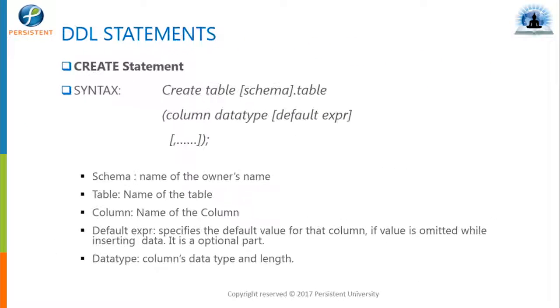Syntax to create a table is as shown. In the syntax, schema is the owner's name, then table is the name of the table, column is the name of the column, default expression specifies the default value for the column, and data type contains the column's data type and width. By comma separation, we can specify multiple columns.